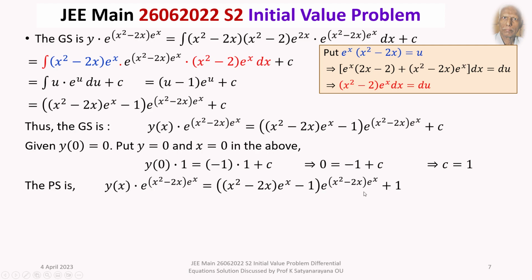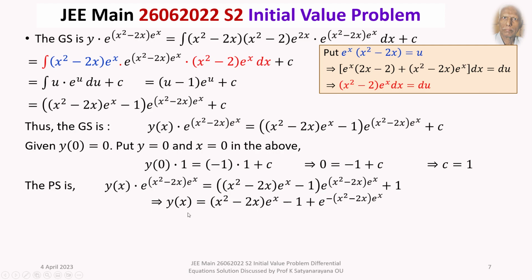What is a particular solution? The particular solution is a solution which is obtained by taking a particular value for the arbitrary constant. So the particular value c is equal to 1 in this, therefore the general solution now becomes the particular solution. Now multiply throughout by e to the power of minus of x square minus 2x into e power x, then you will get y of x is equal to x square minus 2x into e power x minus 1, and you have divided by this, plus e to the power of minus x square minus 2x into e power x.